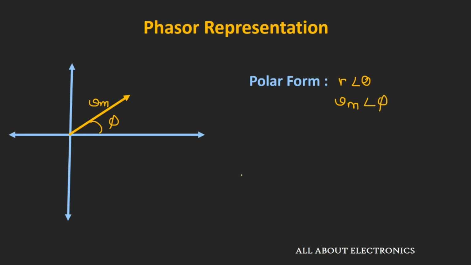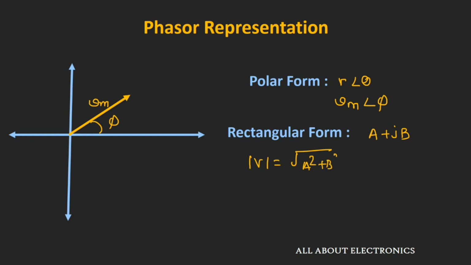The next form is the rectangular form. In this form we can represent any phasor by a complex number, that is a plus jb. The amplitude of this phasor will be the square root of a squared plus b squared, and the phase of this phasor is given by the expression tan inverse b by a. This will be the rectangular form of representation of the phasor.